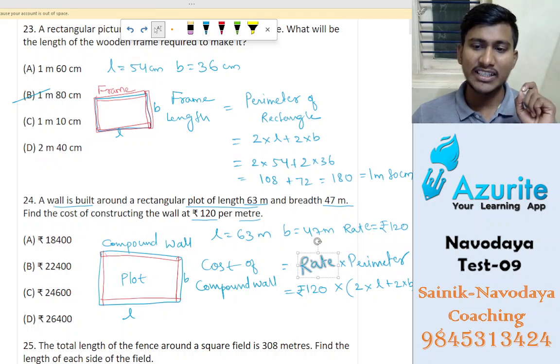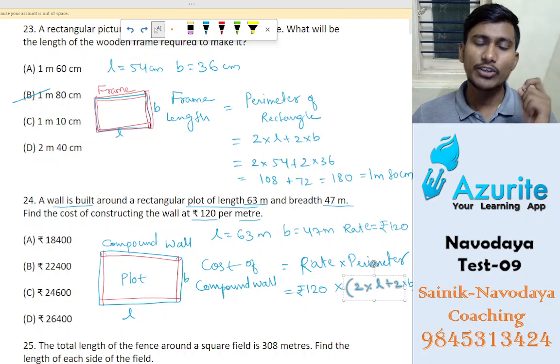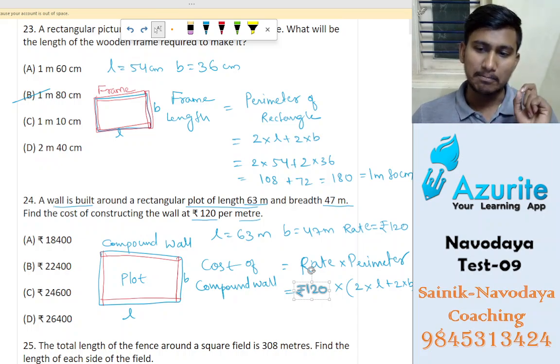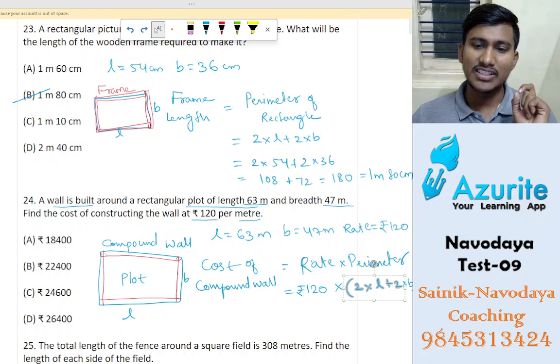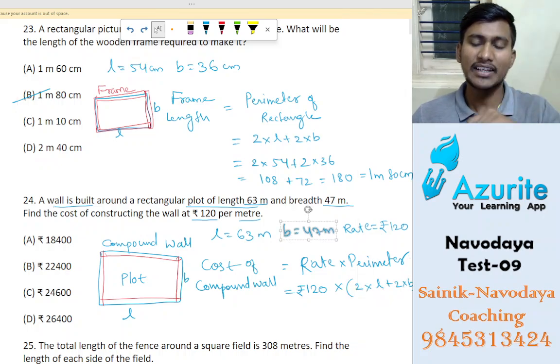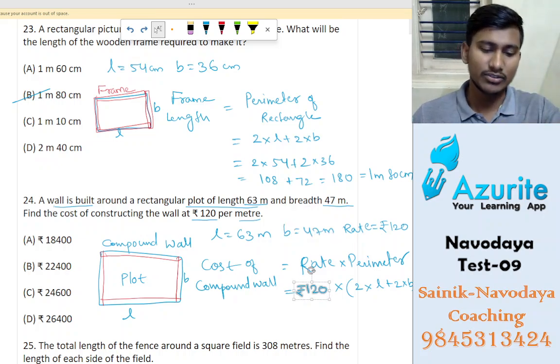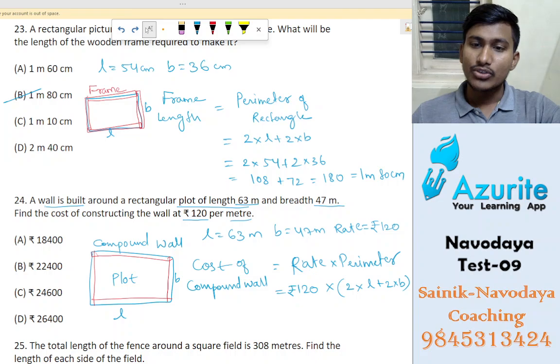So rate is rupees 120. Perimeter, how do you find? 2 into length plus 2 into breadth. You can find the perimeter separately and multiply by the rate, or do both at a time. Length is 63, so 2 into 63 will come, plus 2 into 47. You find the answer, multiply with 120, and you will get the answer.